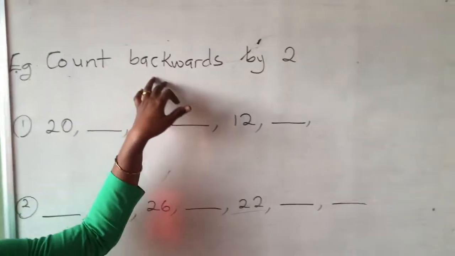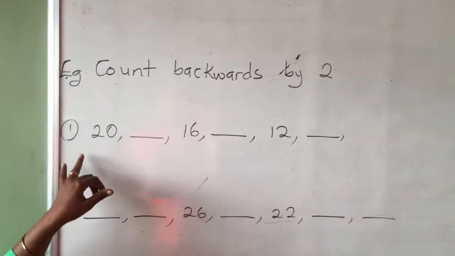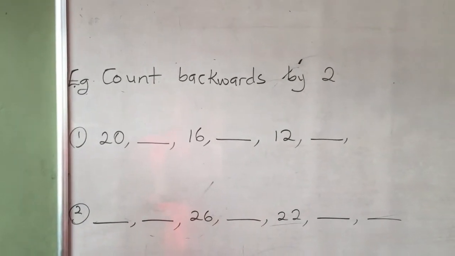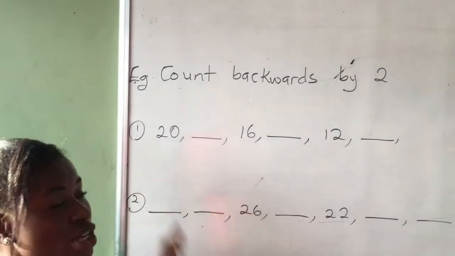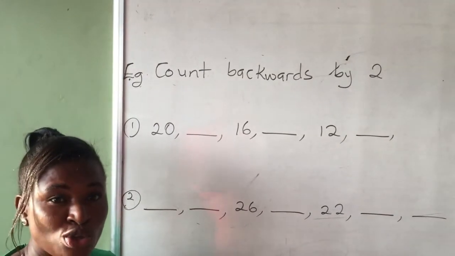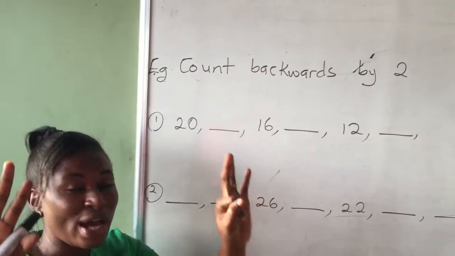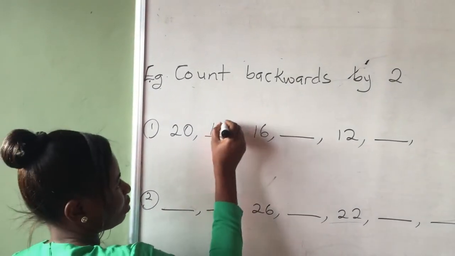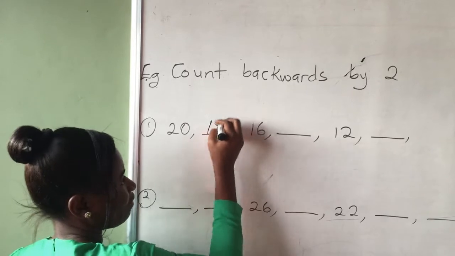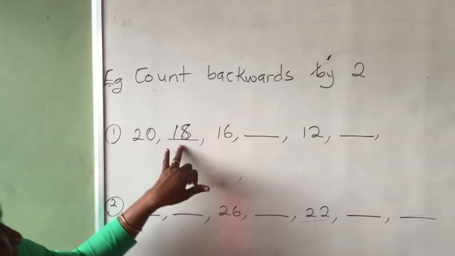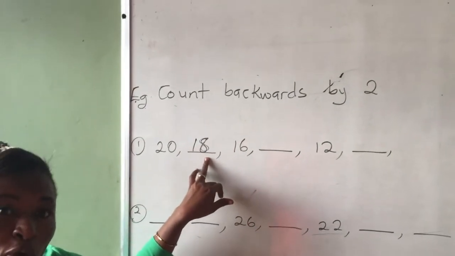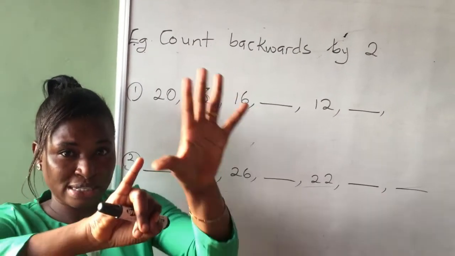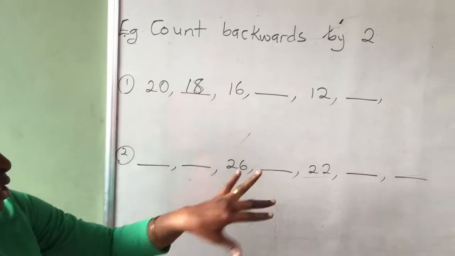Let's look at this example. We are to count backwards by 2. So counting backwards by 2, we have 20. Now in 20, we have to subtract what? 2. So if I have 20 and I subtract 2, what will I get? 18. Good. I have 18. Now in 18, I have 8 here. So to make it simple for me, I'll just count 8 and subtract 2. I'll have what? 6.